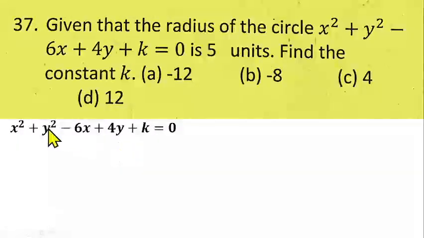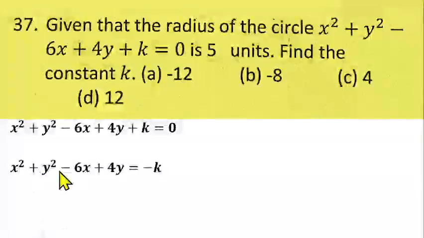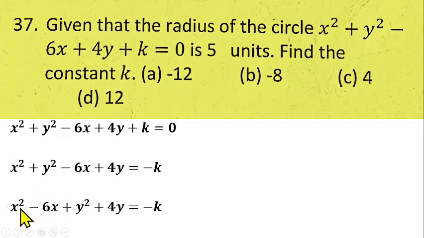It's very simple as well. All you need to do is to use your completing the square to complete x and y. So the first thing to do is to take the k to this side. You have x squared plus y squared minus 6x plus 4y equals to minus k. Then rearrange this, collect like terms: x squared minus 6x plus y squared plus 4y equal to minus k. Then complete the square also.